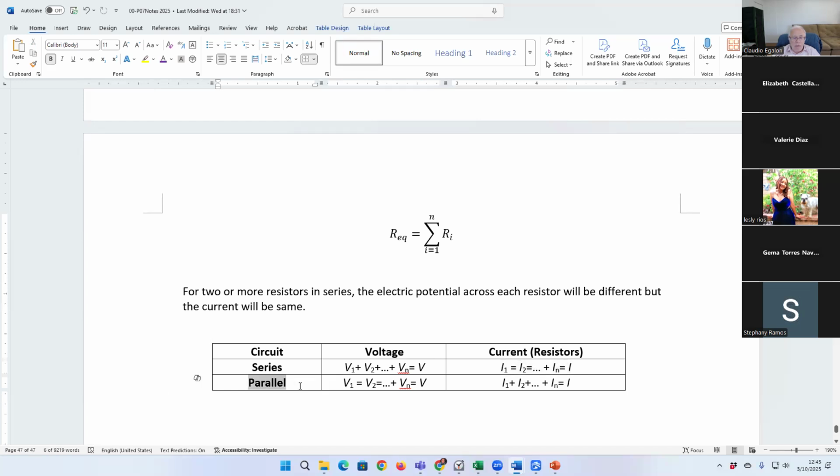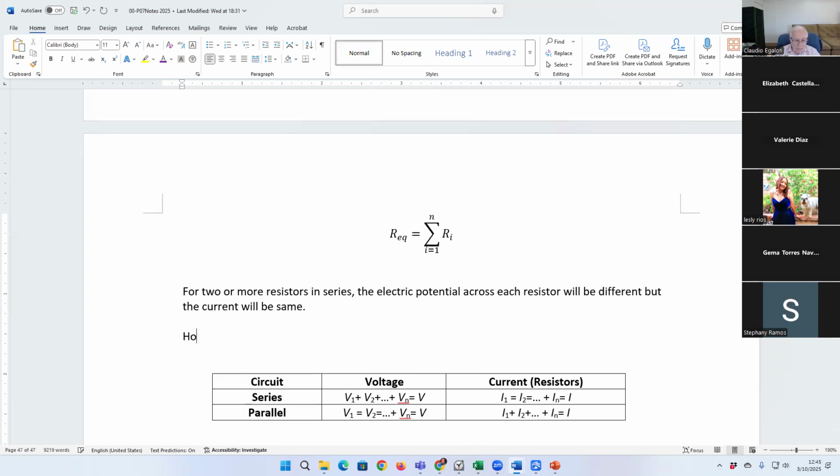For circuits that are in series, the voltage is different, but the summation of the voltages is going to be equal to the net voltage V. And the current is the same. When we have circuits in parallel, it is exactly the opposite. Can you memorize that easily? The voltage is going to be the same, but the net current is going to be the sum of the currents flowing through each resistor.